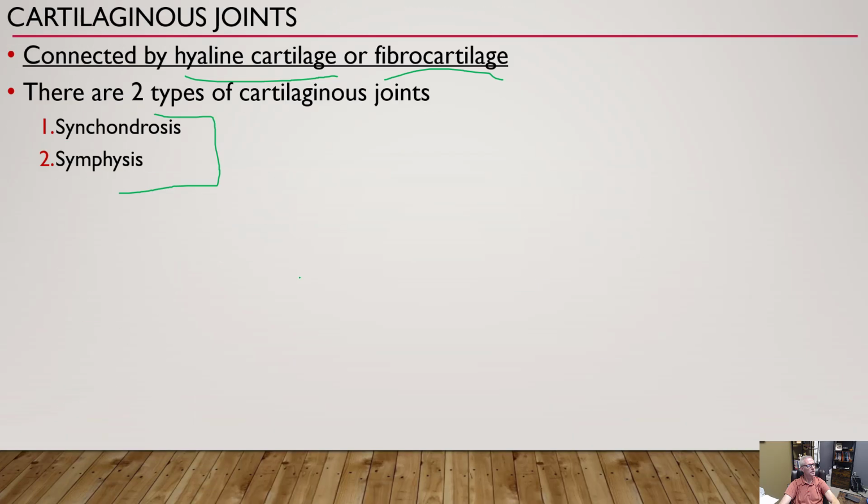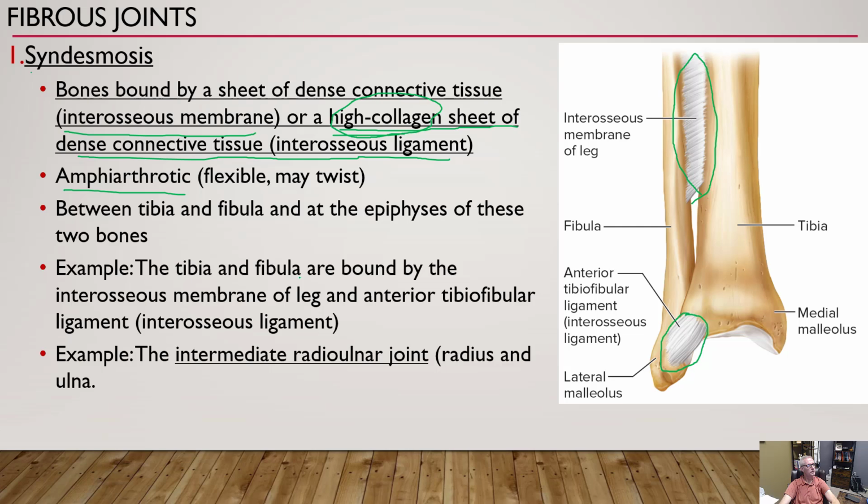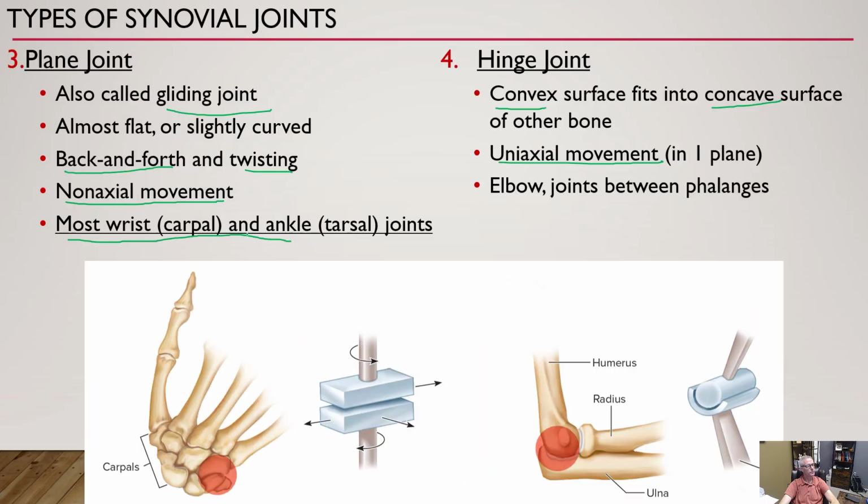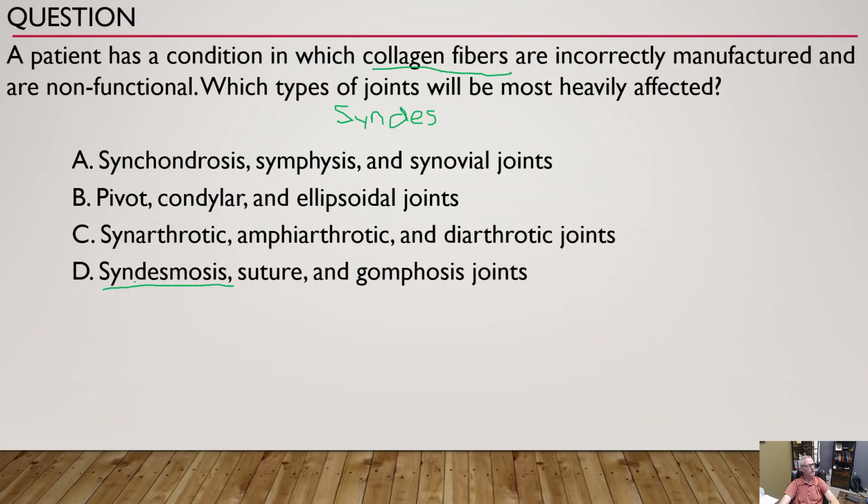Contains collagen fibers. Here, I guess I didn't go back enough. Collagen fibers, 3 types of fibrous joints: syndesmosis, suture, gomphosis. That's what we're looking for. Syndesmosis, suture, gomphosis. So answer D, collagen fibers make up fibrous joints.